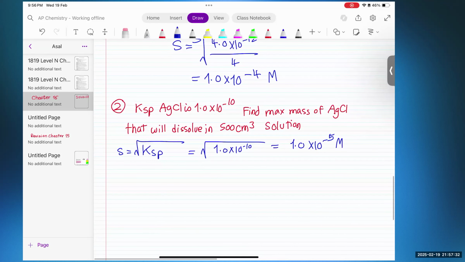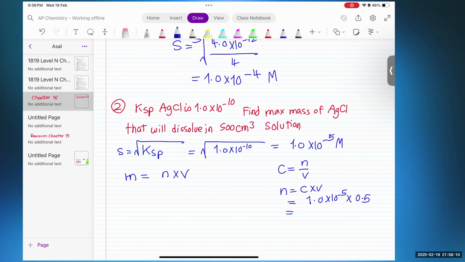If this is the concentration and you have the volume, what is the number of moles? This is the constant to multiply by the molar mass. So I need the mass, right? Find the maximum mass. Concentration equal to number of moles over volume. I can say number of moles equal to concentration multiplied by volume. Concentration is 1 times 10 to the power of negative 5 multiplied by the volume, which is 0.5. So what is the number of moles?